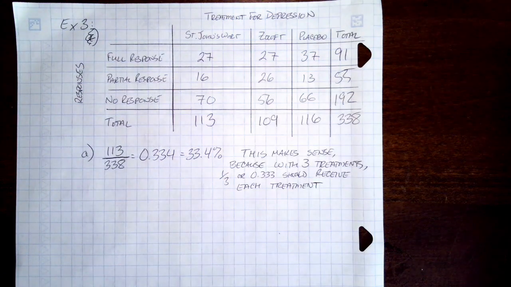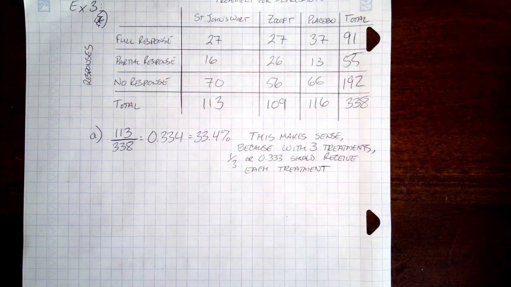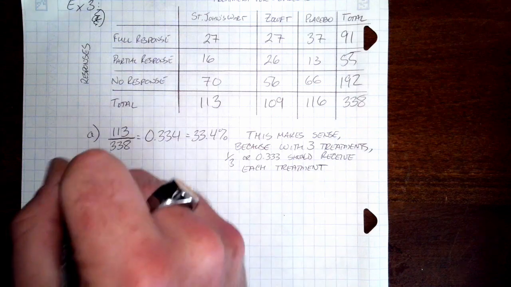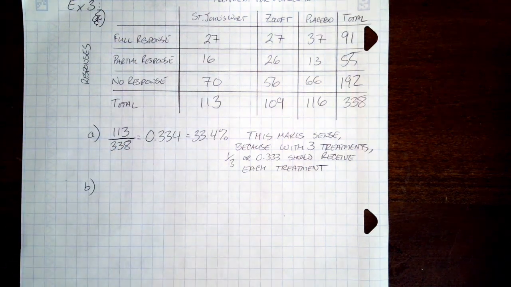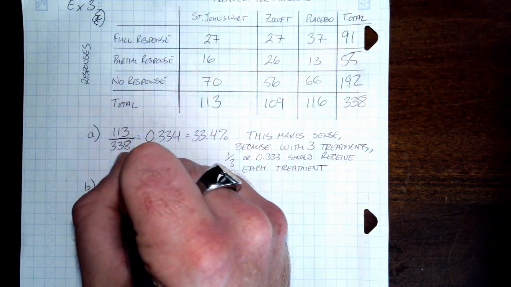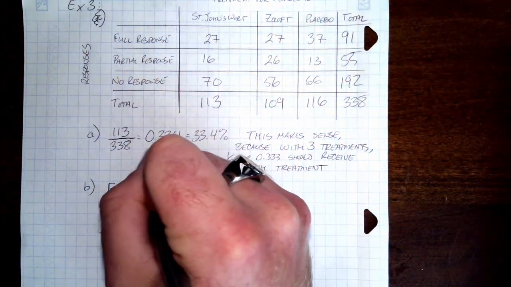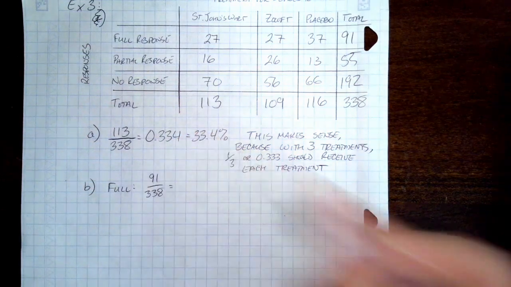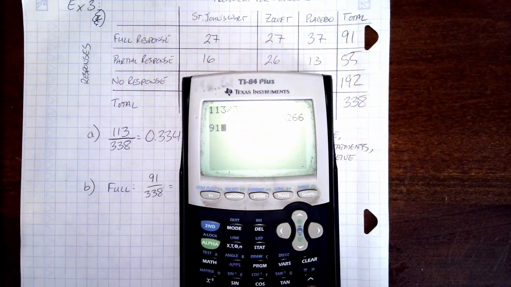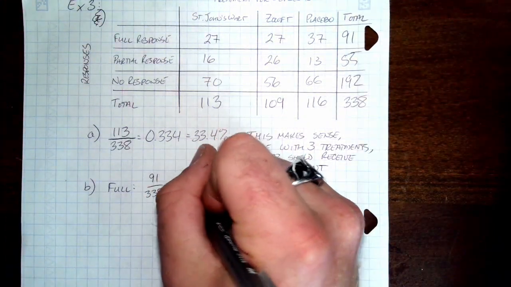Now, our number isn't exactly 1/3, but it's close enough for what we are working with here. Same thing with the 109 and the 116. Those are within reasonable parameters. Part B. Find the distribution of change in depression for the subjects using relative frequencies. So, full response, there were 91 out of 338 who felt a full response. 91 over 338 is 0.269, 26.9%.